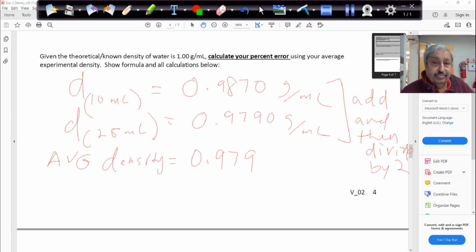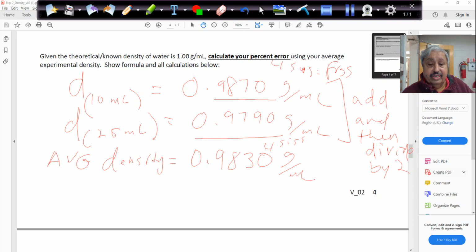So what's the value here? Come on, guys. How much? 0.983. So 0.9830, correct? That's only 3 digits. Then I will have to add 0 because this is 4 sig figs. Correct? You have 4 here, 4 sig figs, and you have the same thing here, so your answer has to be 4 sig figs.